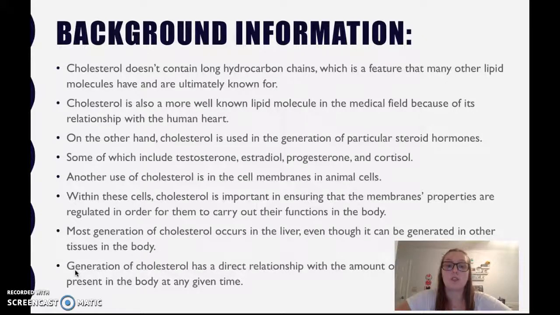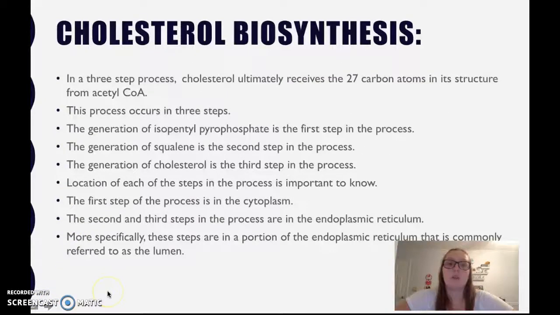Another use of cholesterol is in the cell membranes of animal cells. Within these cells, cholesterol is important in ensuring that the membranes' properties are regulated in order for them to carry out their functions in the body. Most generation of cholesterol occurs in the liver, even though it can be generated in other tissues of the body. Generation of cholesterol has a direct relationship with the amount of cholesterol that is present in the body at any given time. So then moving forward to the biosynthesis of cholesterol.